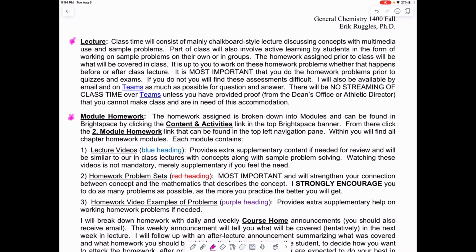So I've broken down the homework into modules. And these modules are basically by chapter. You can find these under the content and activities link. Again, that's kind of always our beginning when we're in the Brightspace banner. And from there, we have option 2, which is the module homework. And this will basically take you to all the chapter modules, and they're all organized in the same way. They have these different headings as we go through each module.